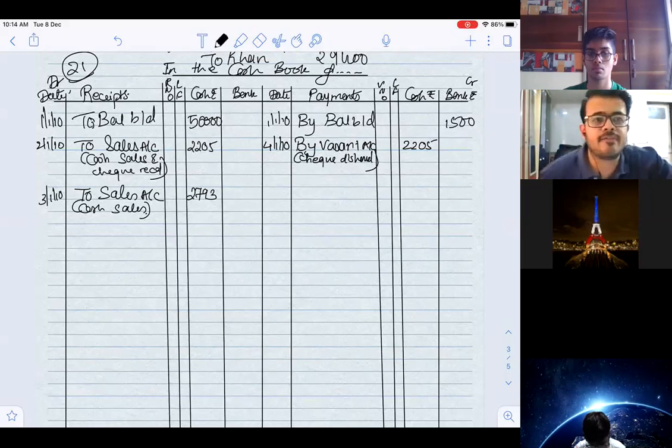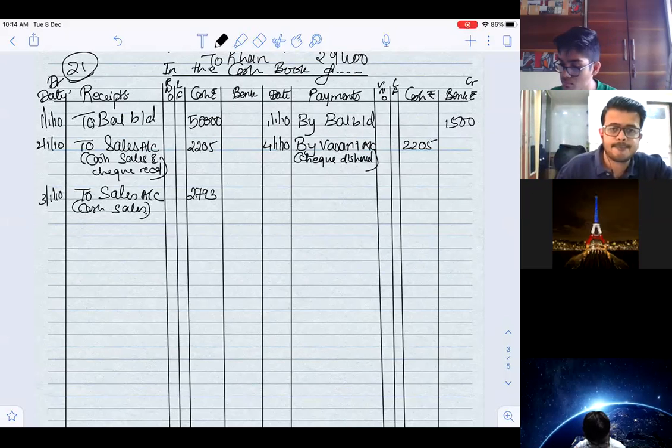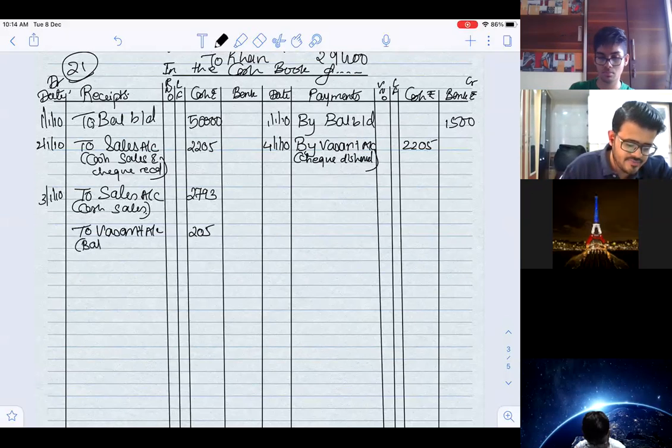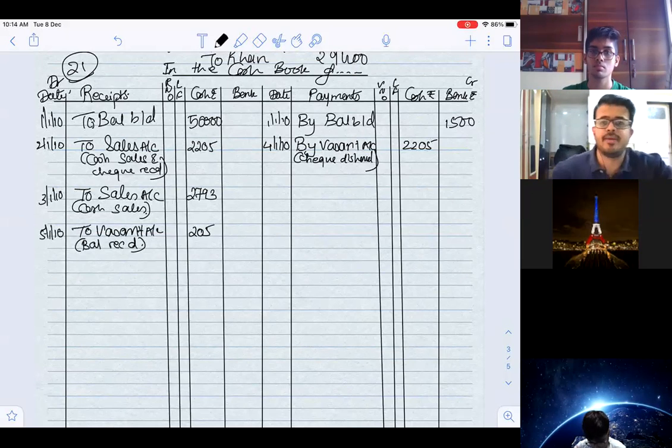What entry should I pass for that 205 thing? To Vasant. Cash to Vasant. So to Vasant in the cash column 205. This is balance receipt. Yeah, Vasant account settled. At this very point of time, यही हो रहा है आपका. 5th January को वसंत ने पैसा दे दिया. दिख रहा है? Vasant paid us the balance amount.